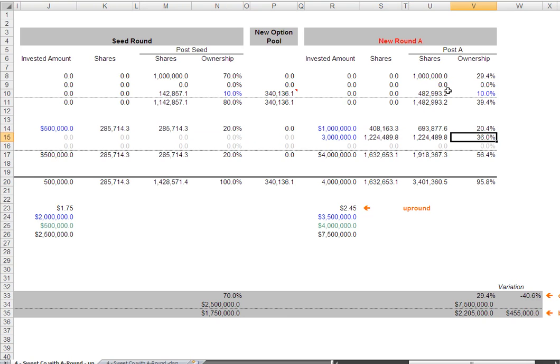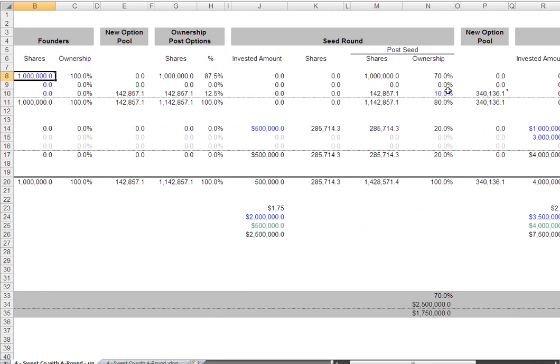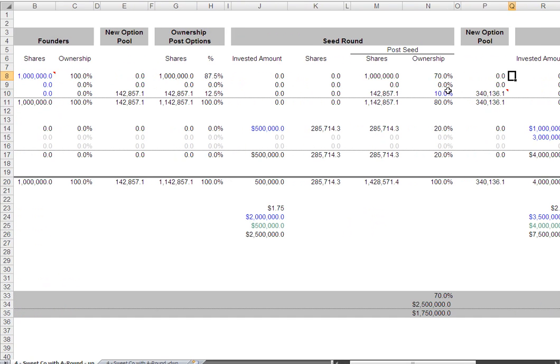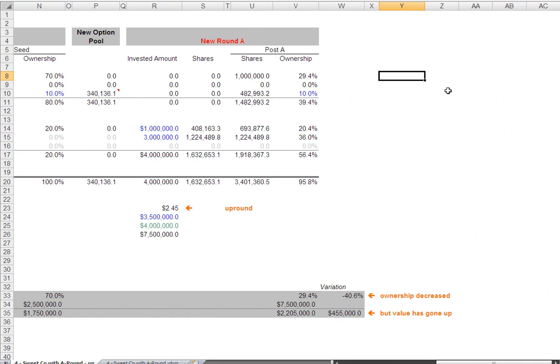So in this case, a new investor has come along and decided to put in $3 million. And with that $3 million, the new investor is able to acquire about 36% of the company. What's interesting here is that if you look at the progression of the ownership of the entrepreneur, it goes from 100% to 70% to 29%. And you might be thinking, well, that sounds like a pretty bad deal for the entrepreneur.